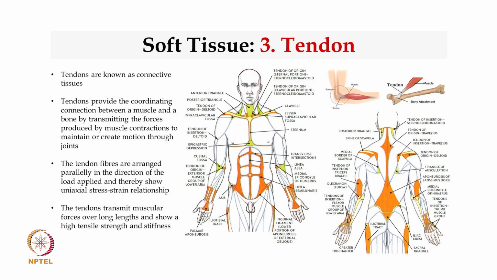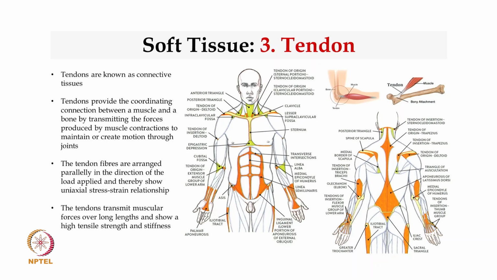The tendons are therefore connecting the muscles and the bones all across the body. There are n number of tendons all across the human body, and if you look at the literature of anatomy, you will again see various names, right? And the figures on the right are basically showing that. But I would like to direct you towards the figure on the top right, where it clearly highlights how a tendon is the bridge between a bone and a muscle, basically, right? So the tendon fibers are arranged parallelly in the direction of the load applied and thereby show a uniaxial stress strain relationship.